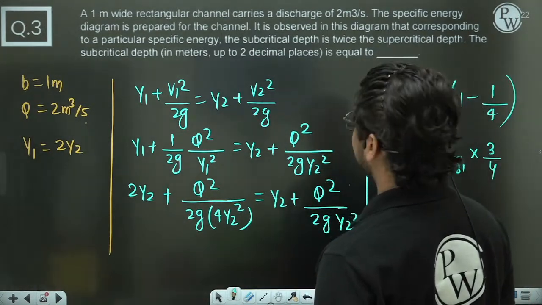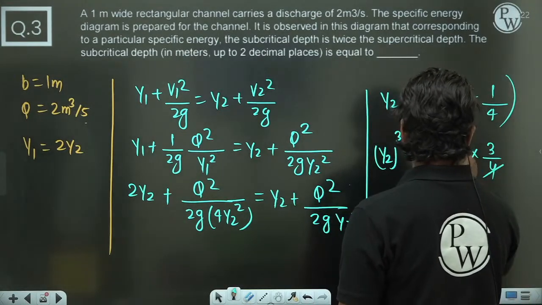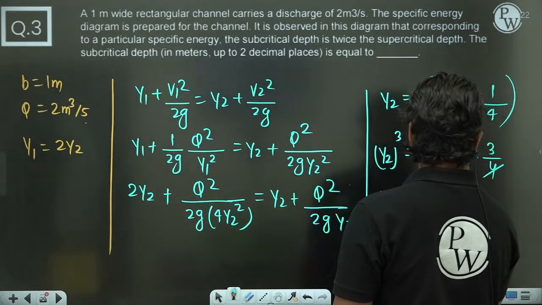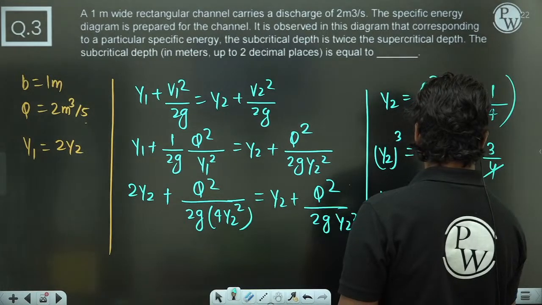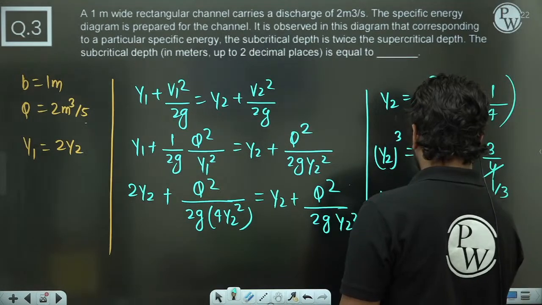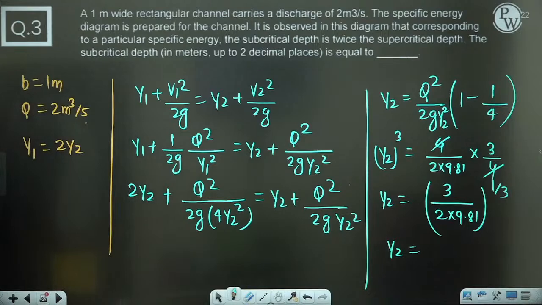Any doubt? Any queries still here? No. Okay. So 4 and 4 will get cancelled out. You are having y2 is equal to 3 divided by 2 into 9.81 to the power 1 by 3. Tell me the value of y2. 0.534.